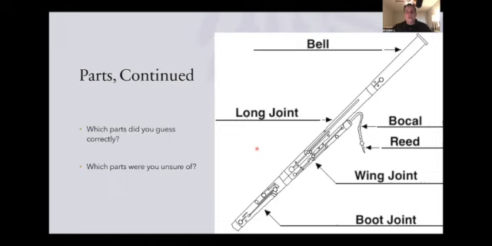And it's a good reference to see which parts you guessed correctly and which parts you were unsure of to kind of go forward, because we will be covering this at a later time as well, reviewing it later and also having a quiz that may or may not include labeling some of these things.